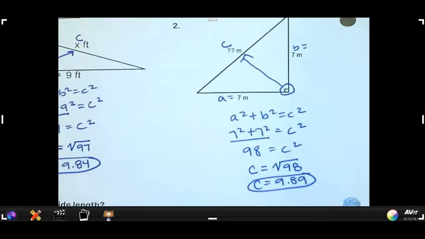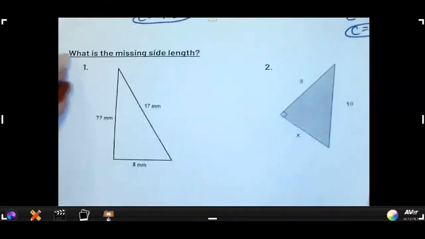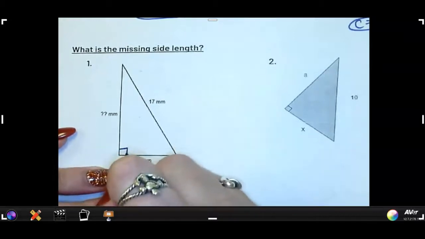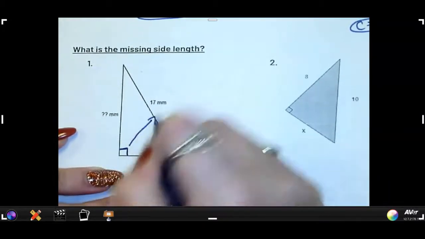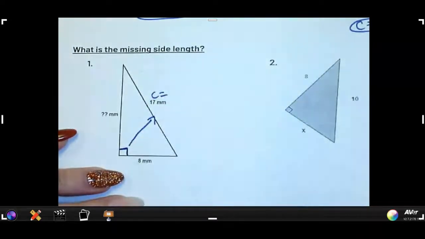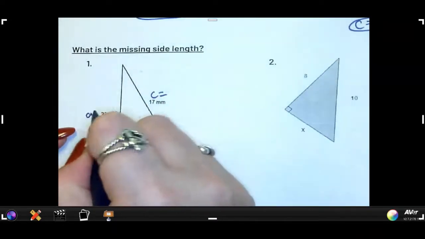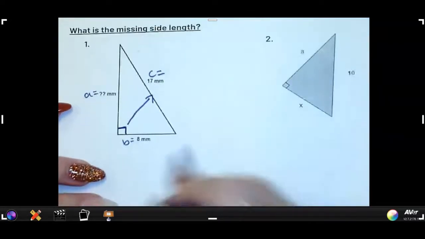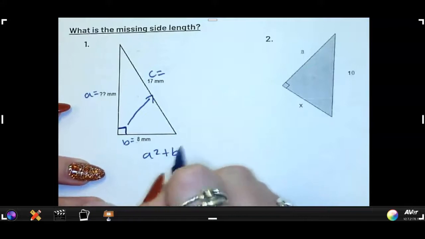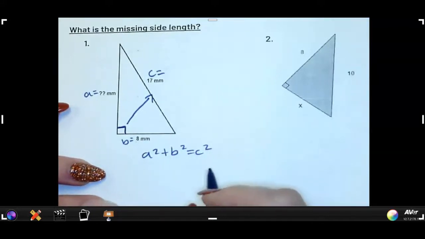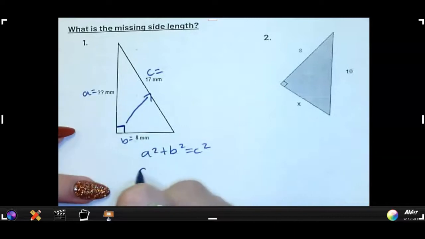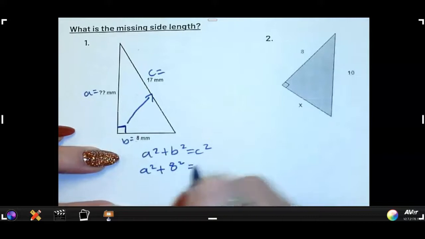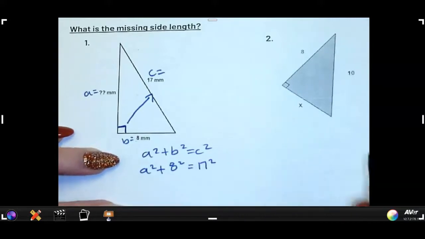All right, now, you're not always going to be looking for the hypotenuse, okay? If we look at these 2 down here, my right angle is here. This time, I know my hypotenuse. C is going to be 17. But we don't know A, okay? So let's look at how that works. If we go to our formula, A squared plus B squared equals C squared. This time we don't know A, so I'm going to leave A squared alone. This is going to become 8 squared, and this will be 17 squared.